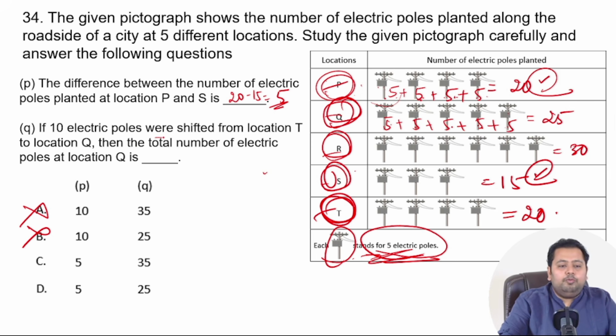If 10 electric poles were shifted from location T, right? From location T, if 10, so location T already had 20 poles.